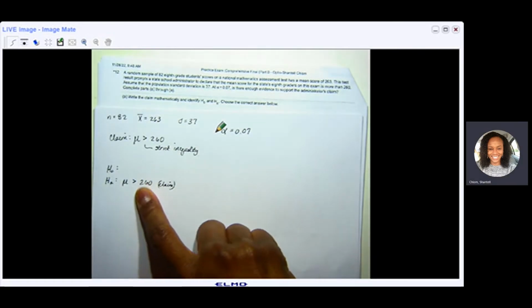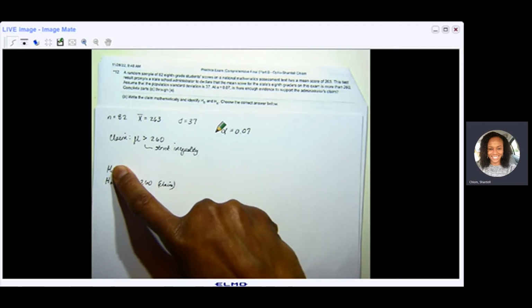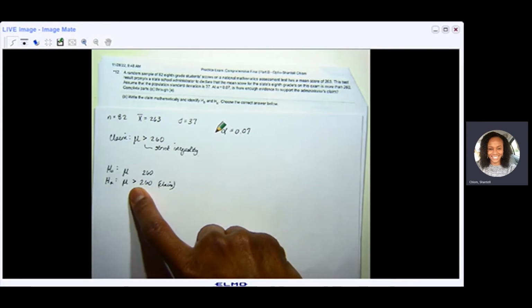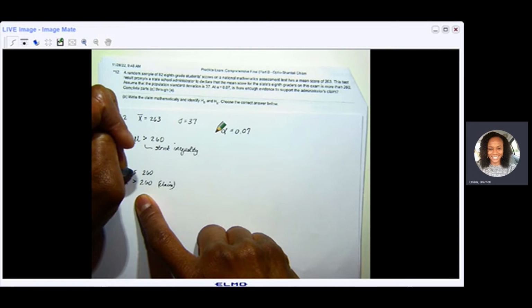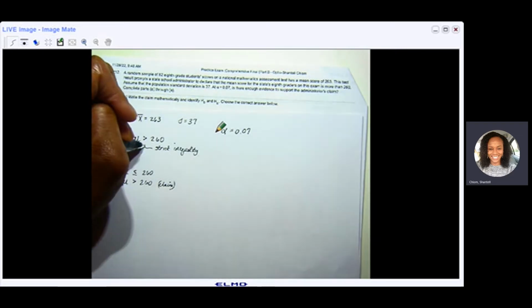Now that we have HA, we should be able to get H naught, the null. Still the mean mu, still 260. The opposite of greater than is less than. And also keep in mind that the null must contain equality. So less than or equal to.